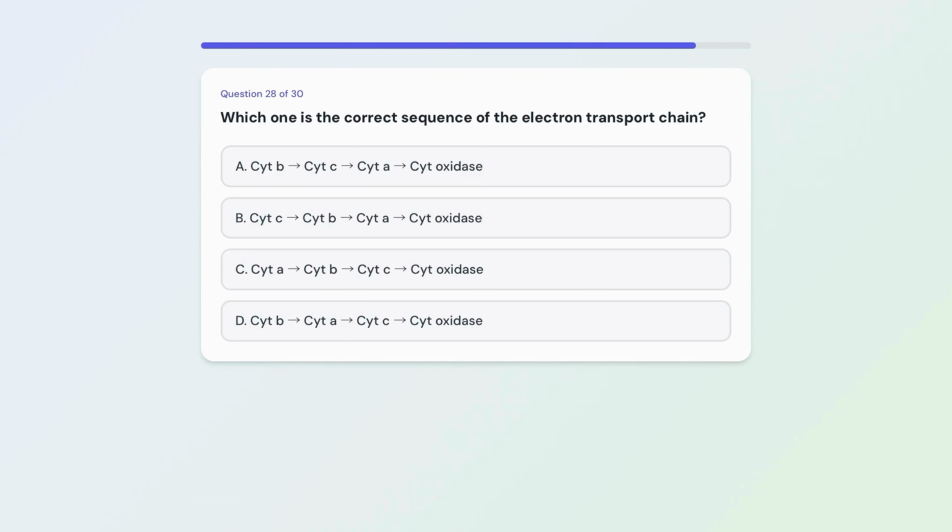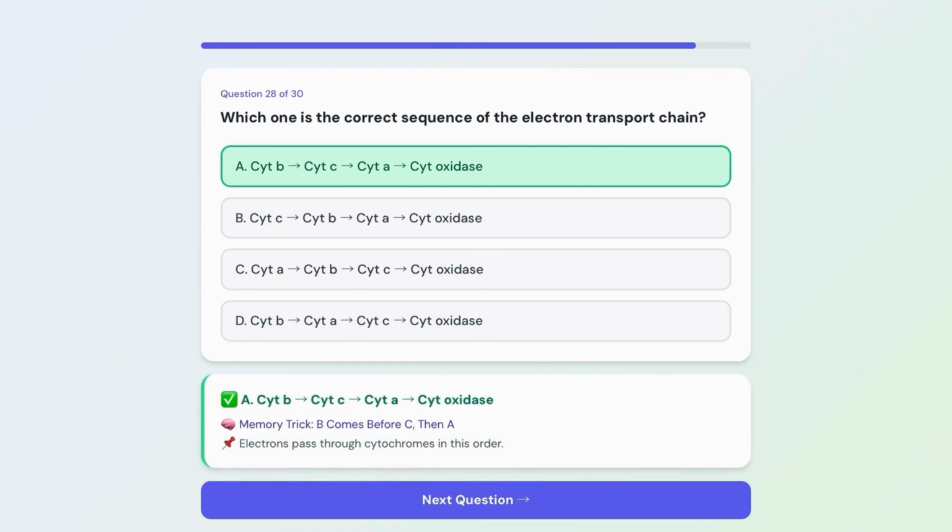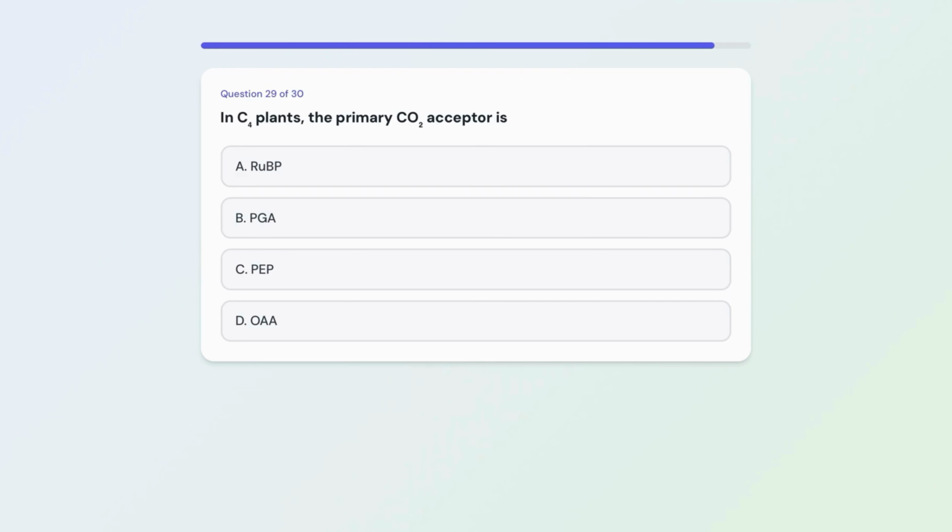Which one is the correct sequence for the electron transport chain? When there's an electron transport chain question, you always have to remember one mnemonic or saying, which is be careful always oxygen. So be careful, always oxidize oxygen. In C4 plants, the primary CO2 acceptor is PEP.